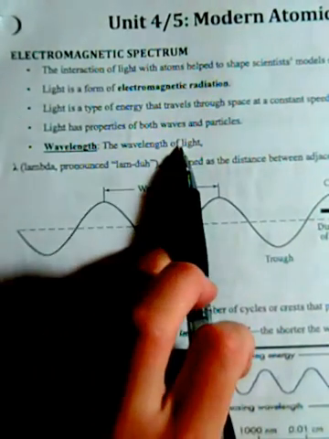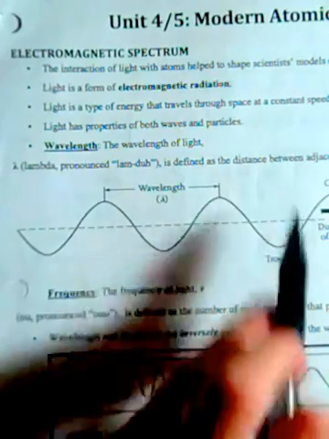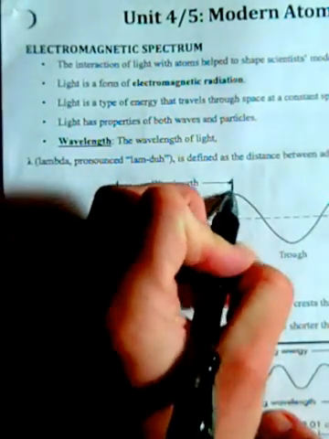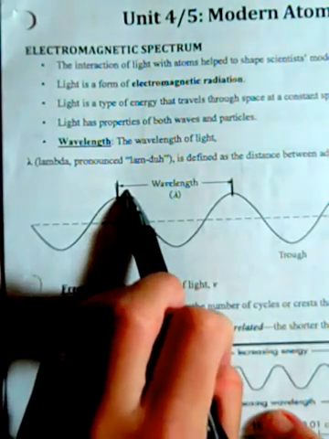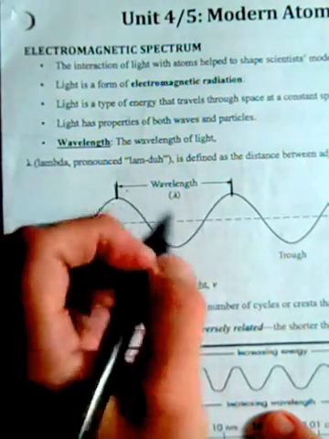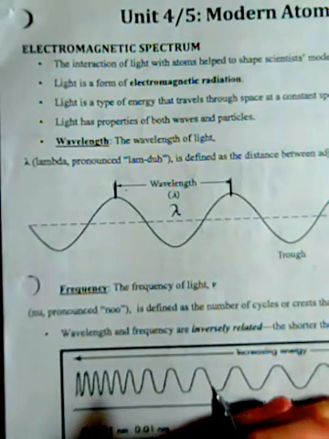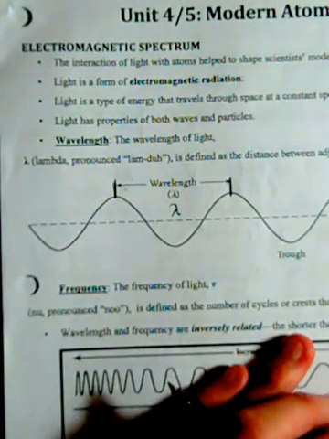So light has both wave properties and particle properties. The wavelength is defined as from peak to peak of a wave. So this would be considered a wavelength. And this fancy letter here, lambda, is the variable for wavelength.